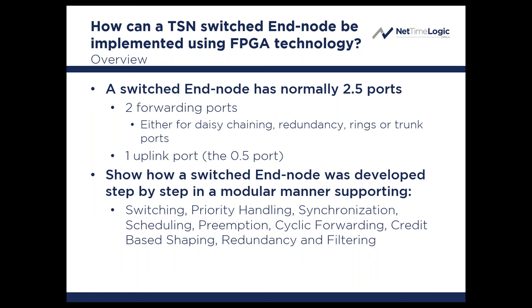All right. I want to show you how our TSN solution looks and how we actually built it, because that's a really interesting point, how our architecture ended up. So we started with a 2.5 port switch. Christian said 3-port switch. I always say 2.5. One is the uplink and two forwarding ports to the actual network. So you can either do daisy chaining, redundancy rings, or trunk ports, basically as you like.